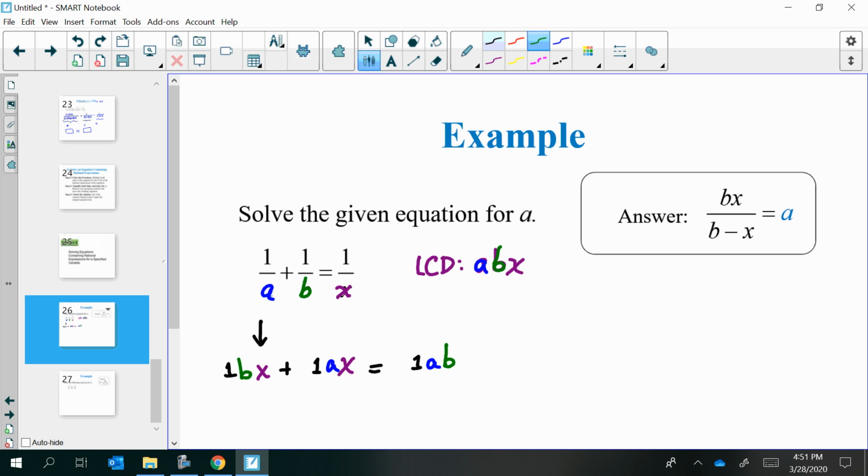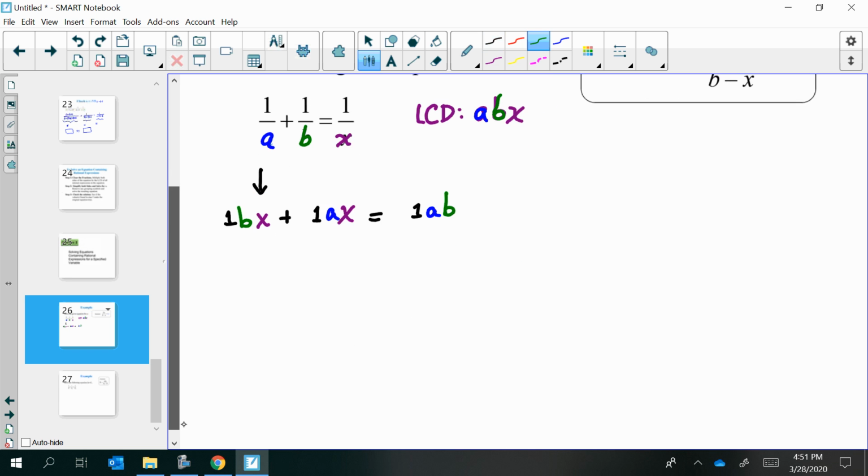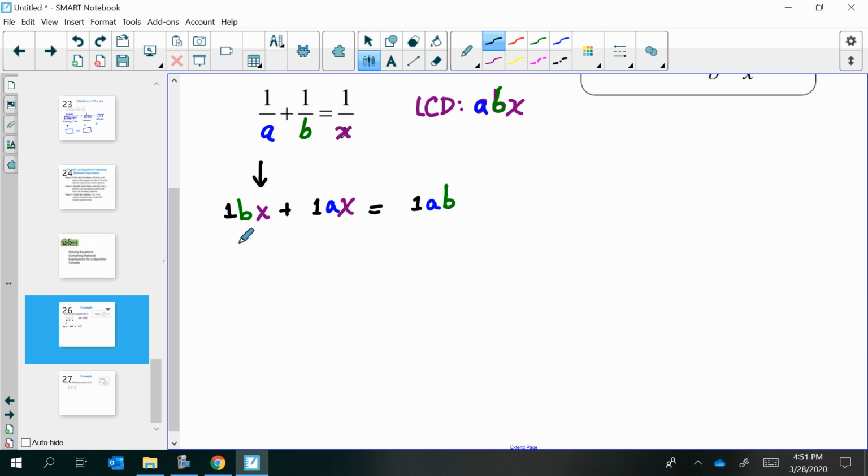So I can get rid of all the 1's so that I just have BX plus AX equals AB. And I might want to leave the A in a different color just so I can remember what it is that I'm trying to get all by itself. I'm solving for A here. So now I'll combine any terms that have A's together. So I'm going to subtract AX from both sides.